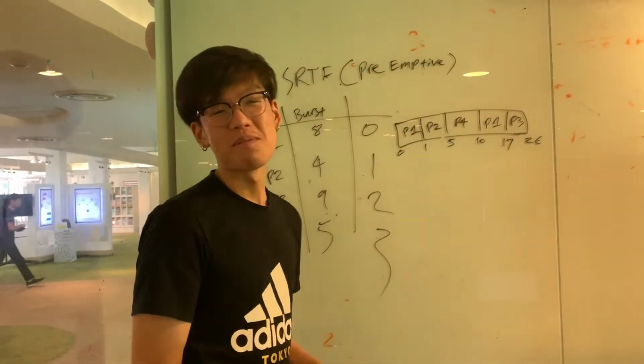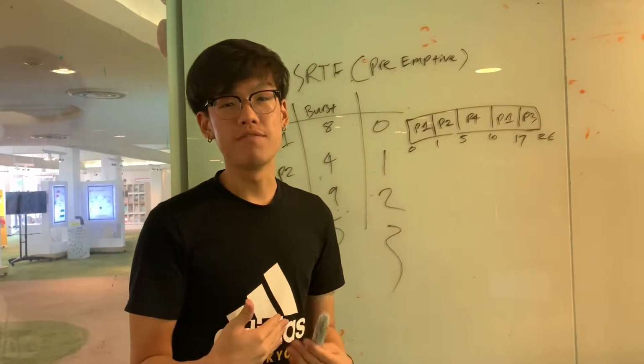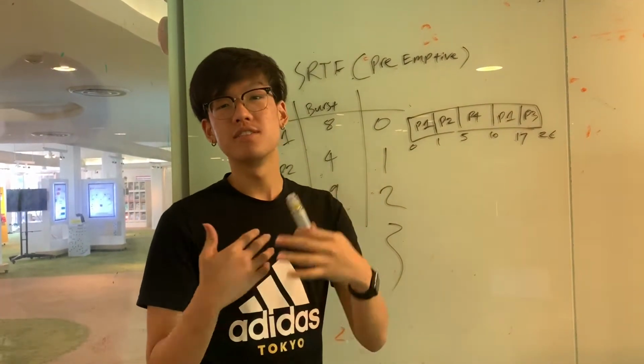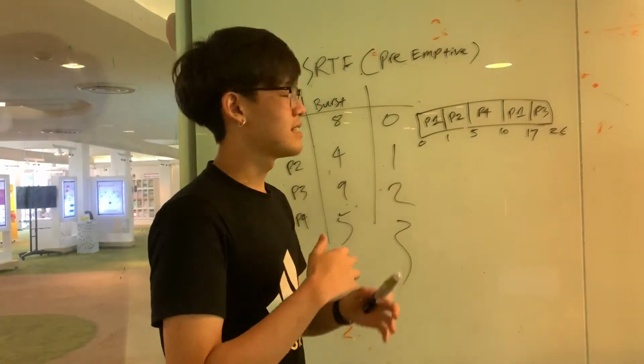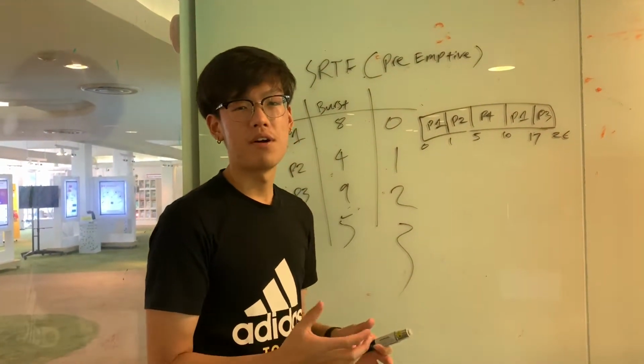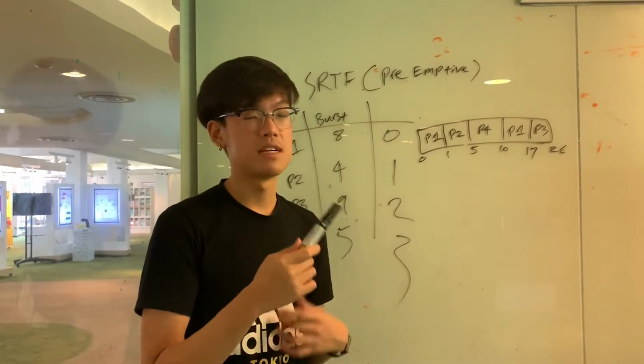Next, we are going to talk about shortest runtime first with preemptive. What is a preemptive? A preemptive is when a new process joins the queue and the system will actually check which process has the shortest runtime now. It will compare the one which just joined the queue and the current working process.